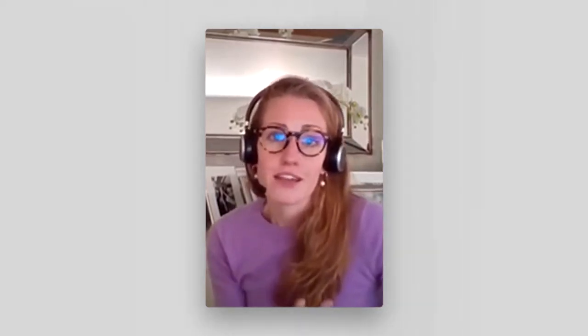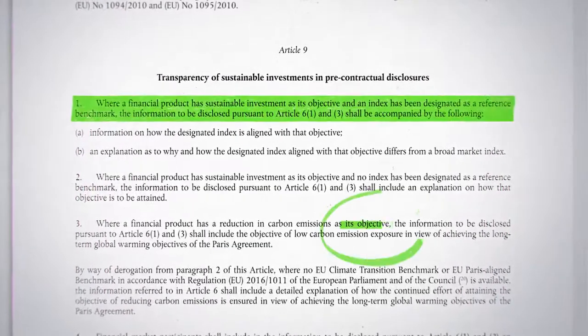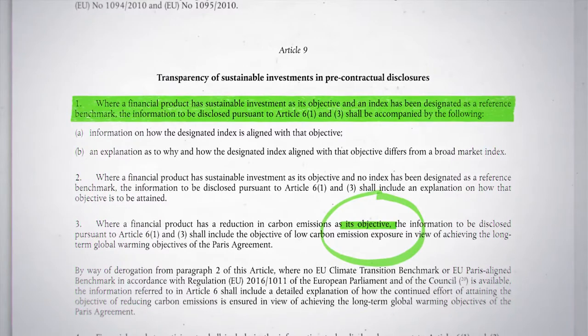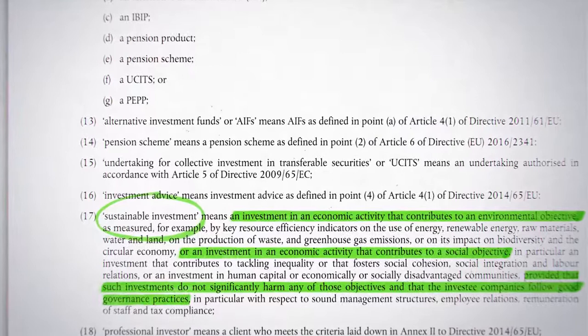So an Article 9 product, if we start with that, is a product which has a sustainable investment as its investment objective. And sustainable investment is defined within the regulation as an economic activity that contributes to an environmental objective or a social objective, provided that such investments do not significantly harm one of those or both or either of those objectives, and that the investee companies follow good governance practices. So this might be a fund, for example, which has the reduction of carbon emissions as its investment objective.